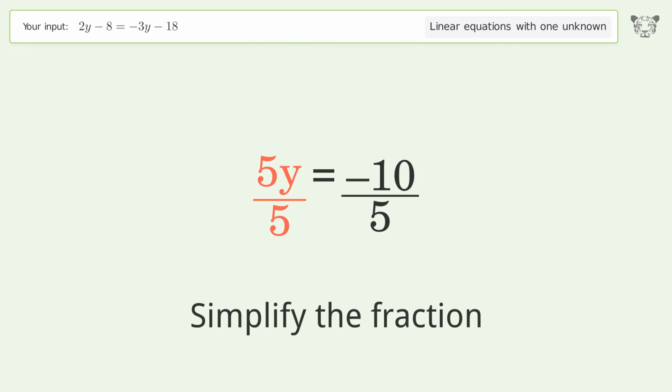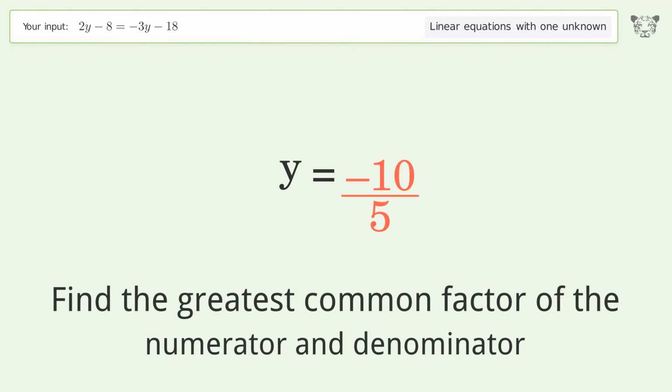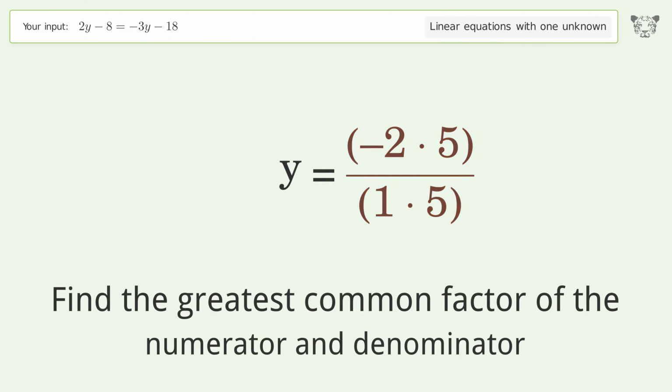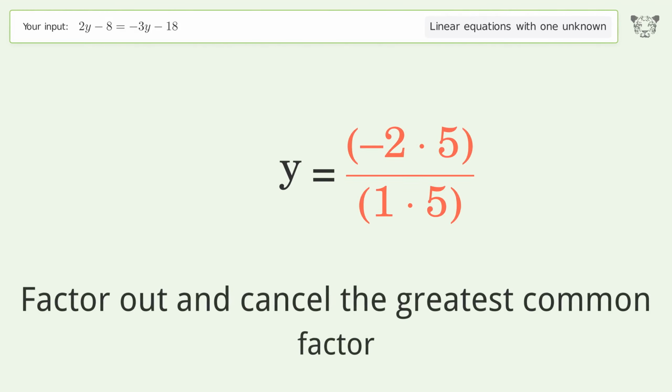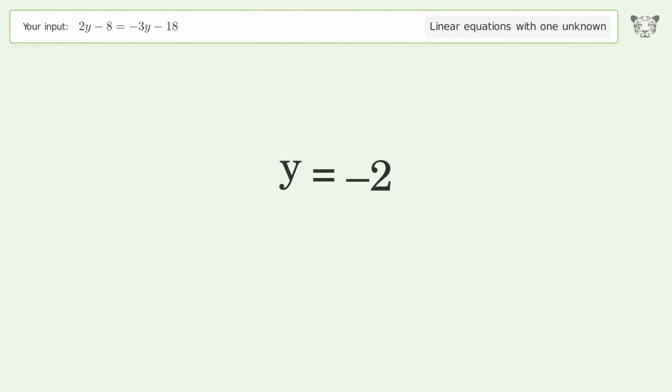Simplify the fraction. Find the greatest common factor of the numerator and denominator. Factor out and cancel the greatest common factor. And so the final result is y equals -2.